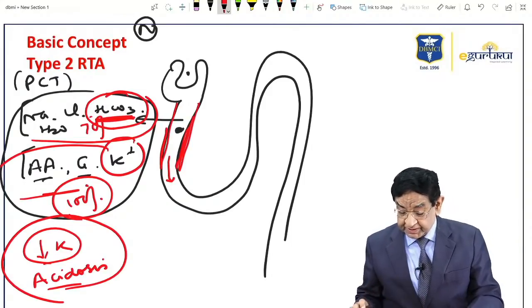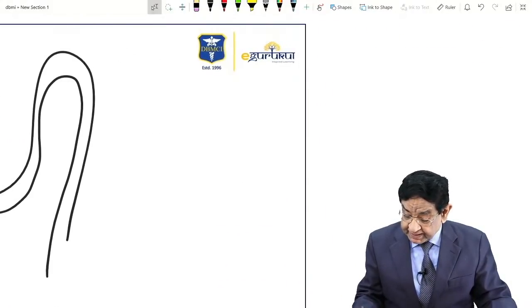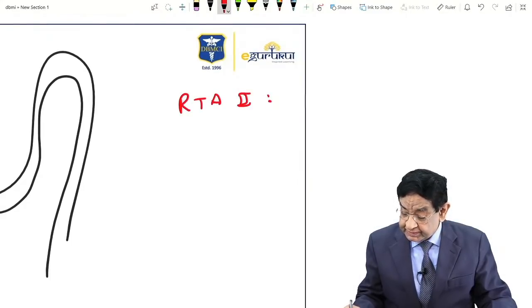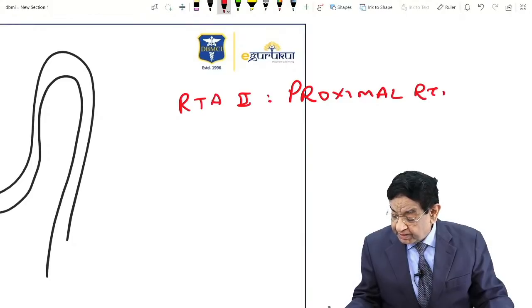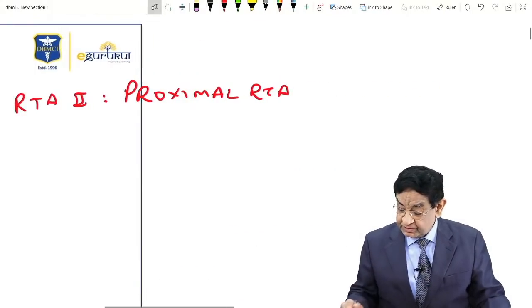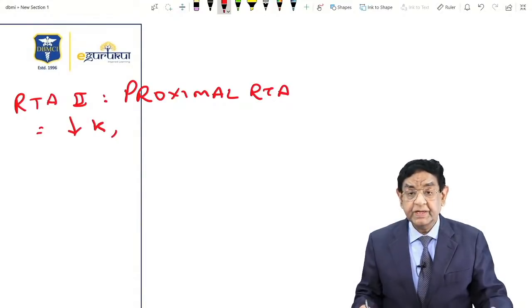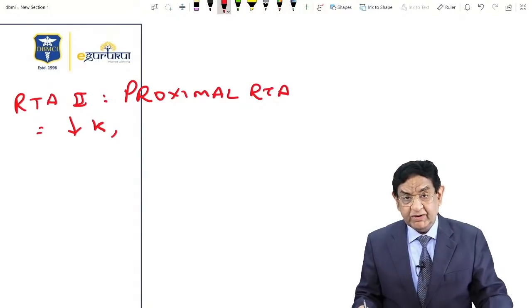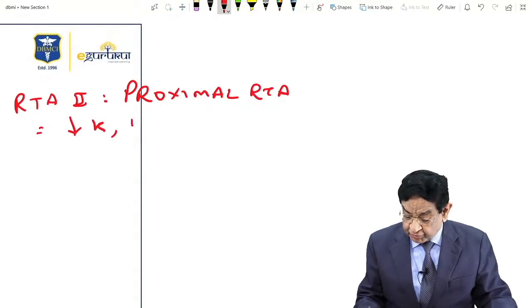So friends, the summary to remember here is in type 2 RTA. Type 2 is also known as proximal RTA. Why proximal RTA? Because the site of disease is the proximal convoluted tubule. So what we are getting is hypokalemia. And now a very good question. It is seen in which condition? This occurs in Fanconi syndrome.